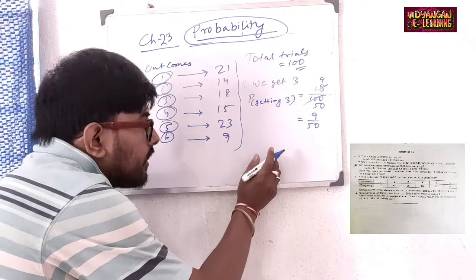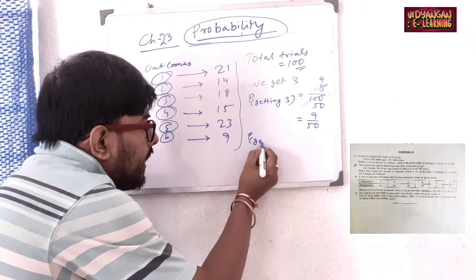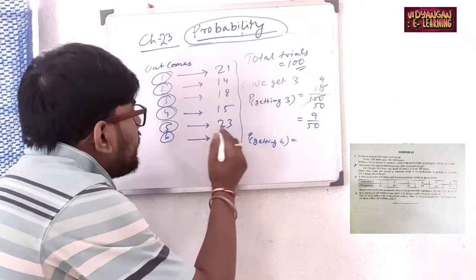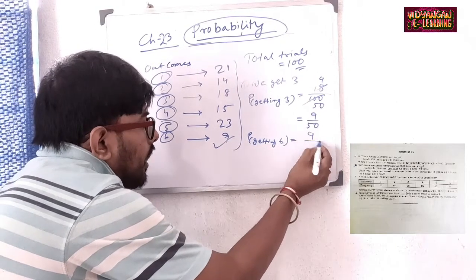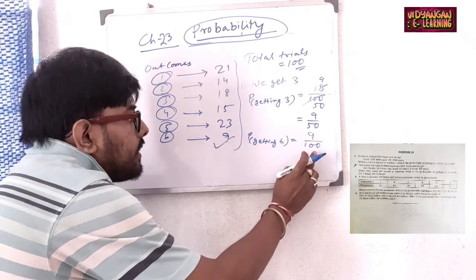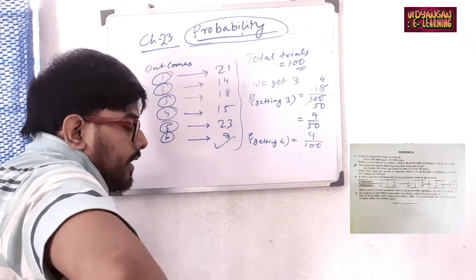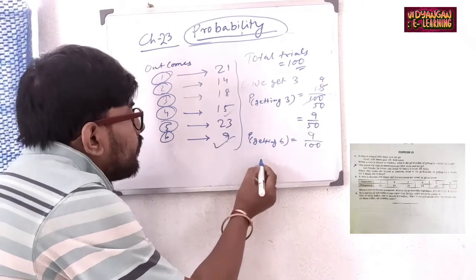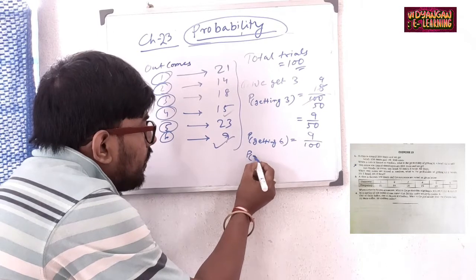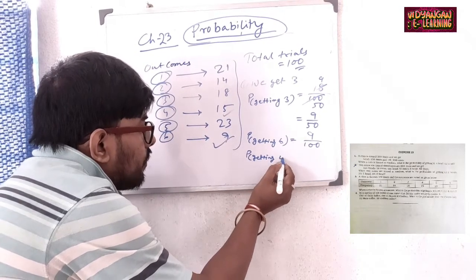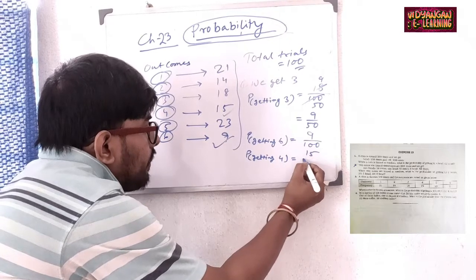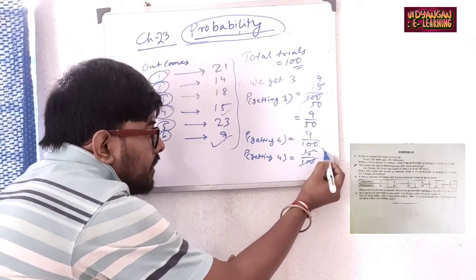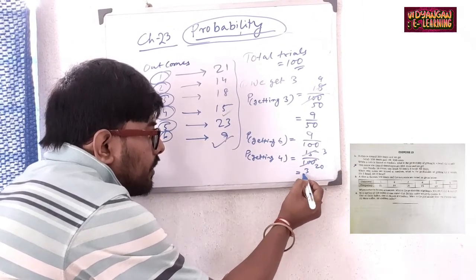The second question asks the probability of getting 6. How many times do we get 6? 9 times out of 100, as the total number of trials is 100. How many times do we get 4? We get 4 for 15 times, so the probability of getting 4 is equal to 15 by 100, and we have to simplify it. 5 threes are 15, 5 twenties are 100, so 3 by 20.